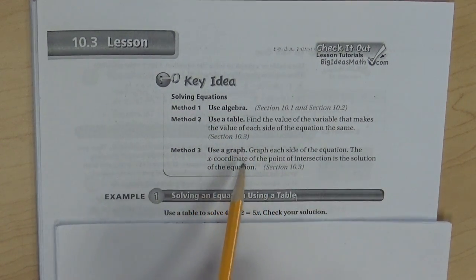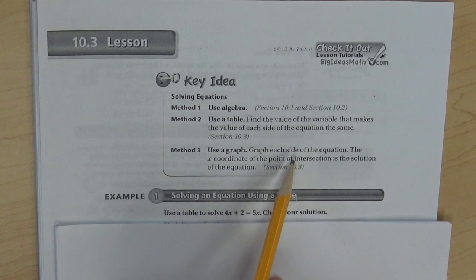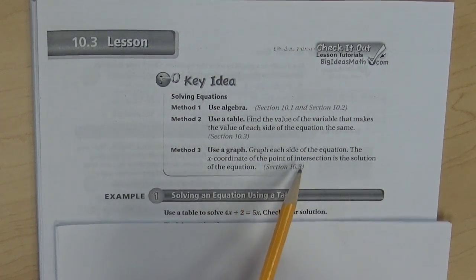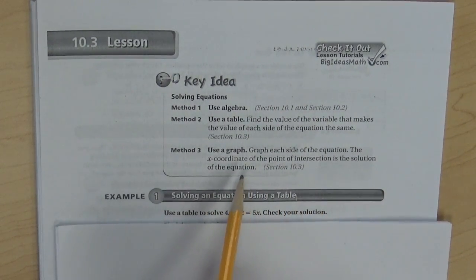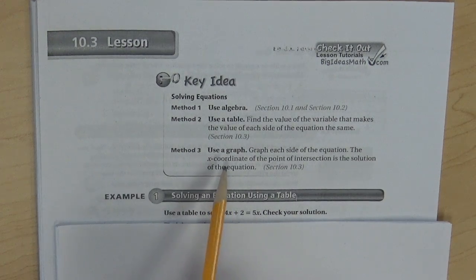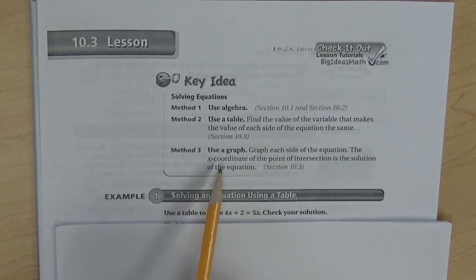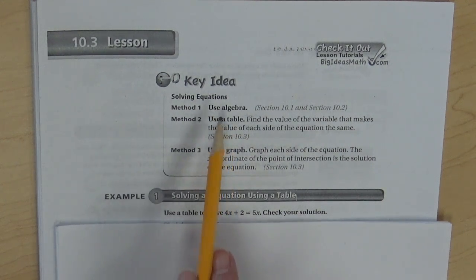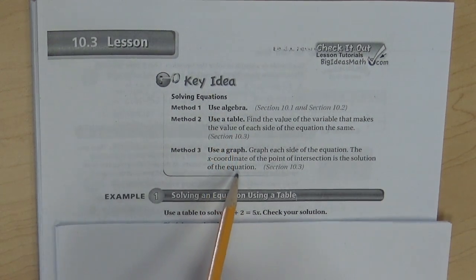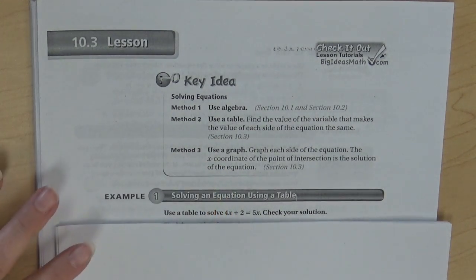Method 3, we can use a graph. We can graph each side of the equation. The x-coordinate of the point of intersection is the solution of the equation. Now, to use a graph, they are having you do it using a graphing calculator, and I realize that you may not have one at this point. So what we're going to do is we're either going to use one of the first two methods, or if they give us a graph, then we're going to look at how we can use a graph to get the answer.